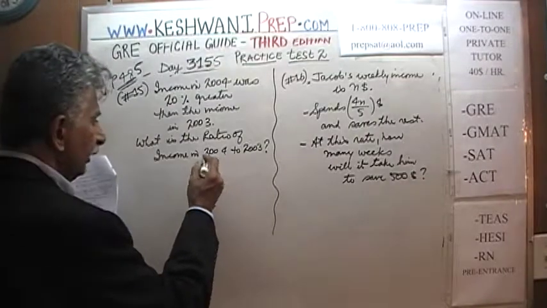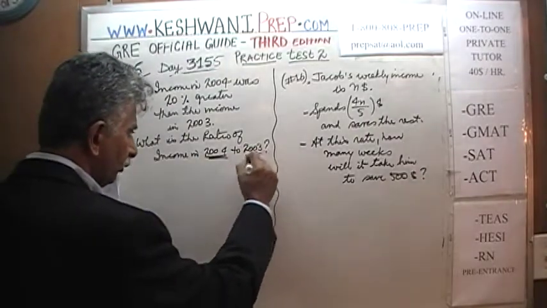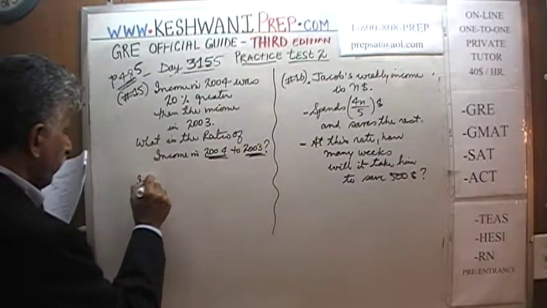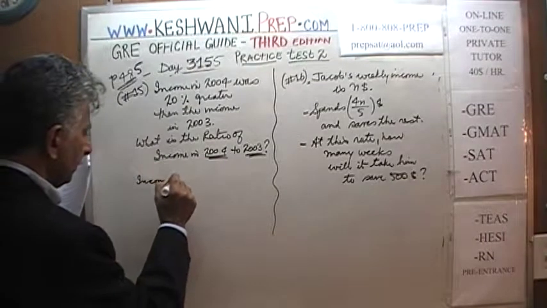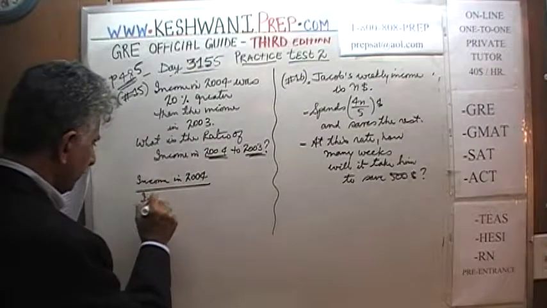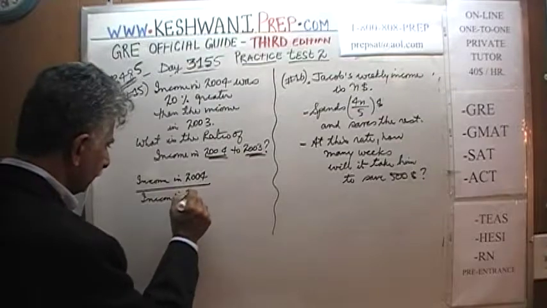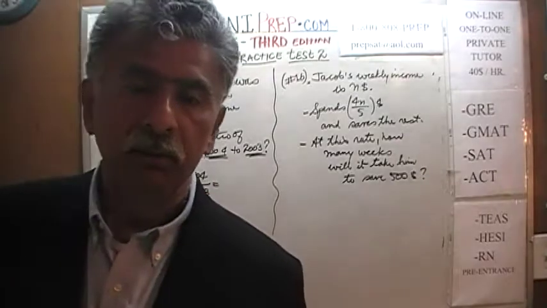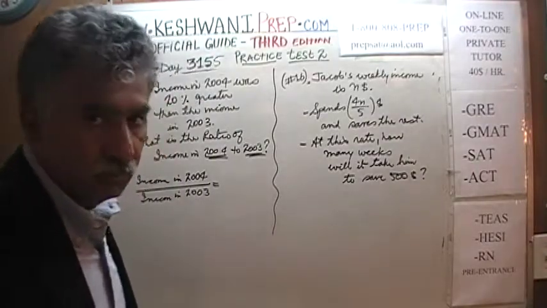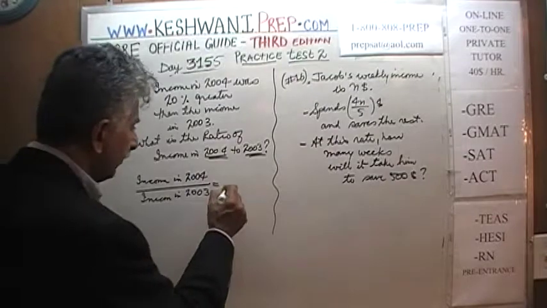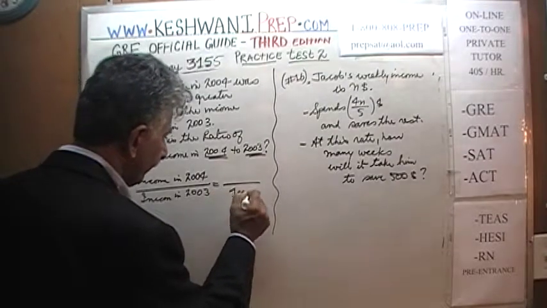We have to pay attention. Is it the income of 2004 to 2003? 2004 goes on the top. Income in 2004 to her income in 2003. But the problem is they don't tell you what the incomes are in these 2 years. So what do we do? We don't do anything, we just make up a number. Just pretend that her income in 2003 was 100.